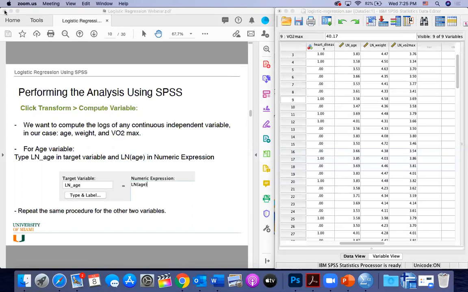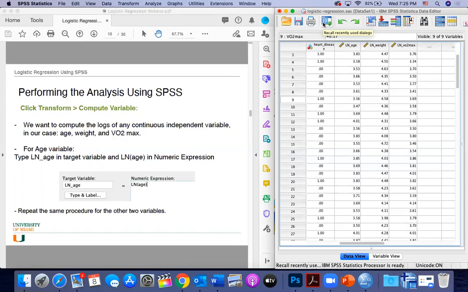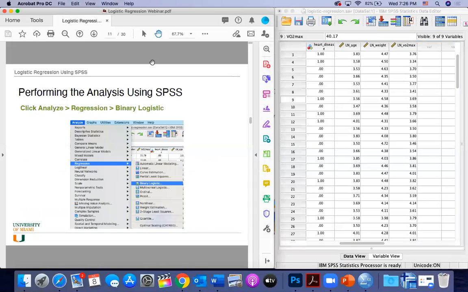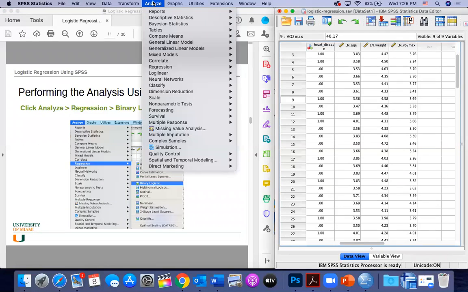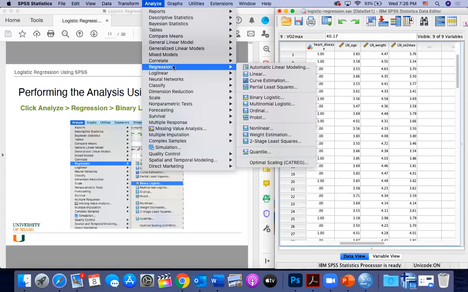Okay, so right now we are just going to do a fake logistic regression analysis just to get the results of the interaction term and to actually perform the Box-Tidwell test. So you want to click on analyze, then scroll down to regression, then binary logistic.